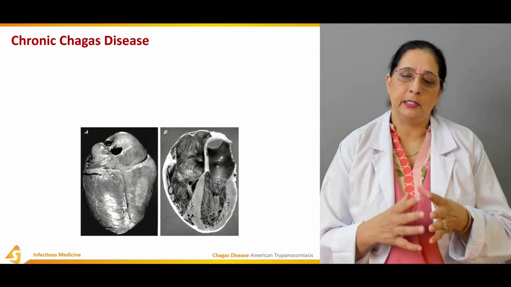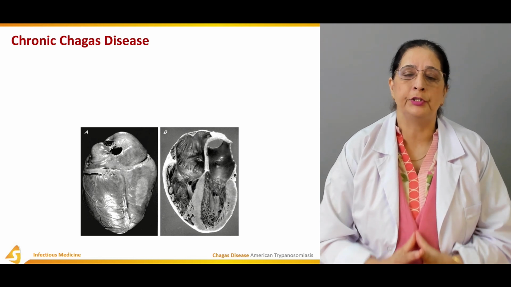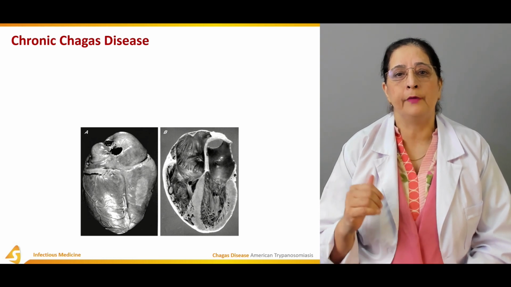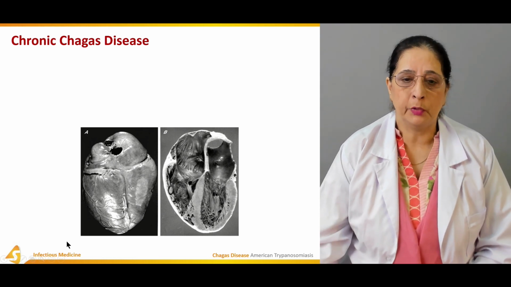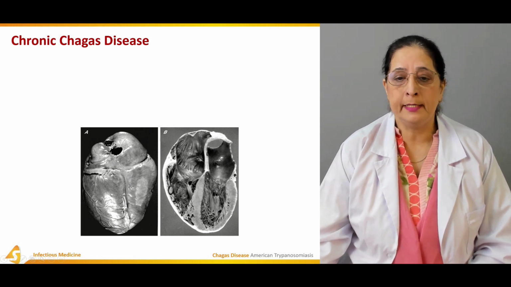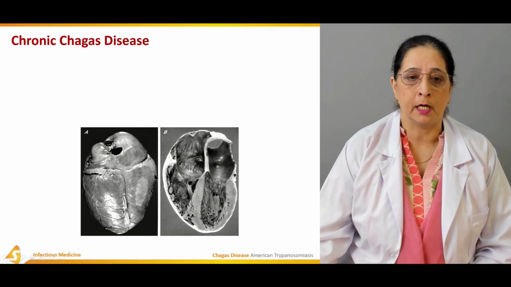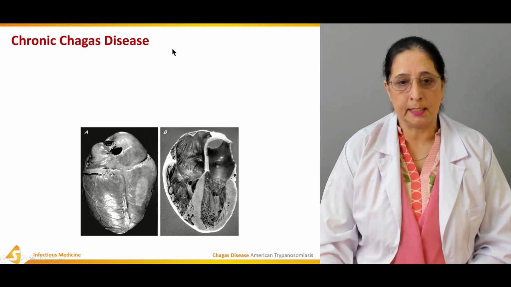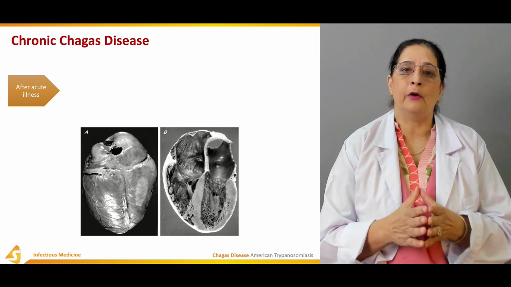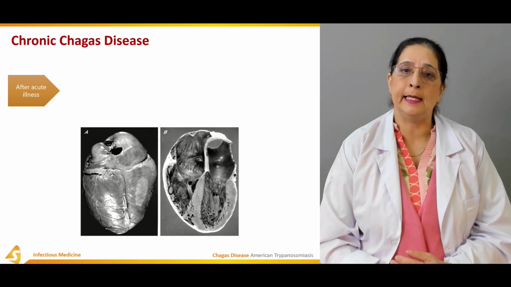Chronic Chagas disease. If it stays for a long time, it leads to chronic Chagas disease, which is a severe form of disease and involves the heart mainly. Here you can see the diagram showing the heart and how it damaged the heart muscles and caused involvement of the heart. Chronic Chagas disease comes after acute illness, after the period of acute Chagas disease which presents with mild febrile illness.